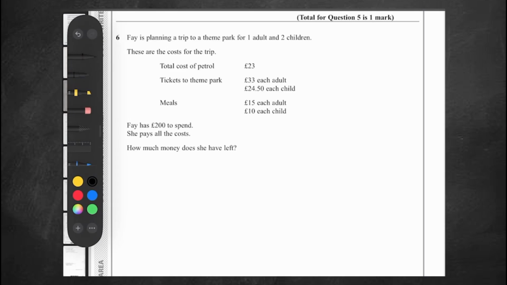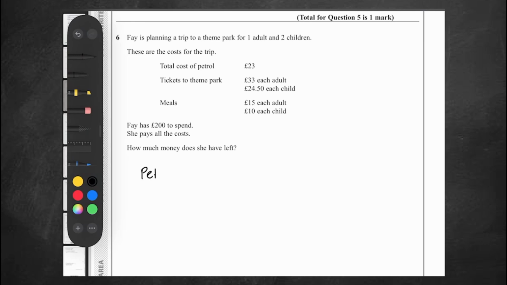So question 6. Faye is planning a trip to a theme park for 1 adult and 2 children. These are the costs for the trip. Faye has £200 to spend. She pays all the costs. How much money does she have left?